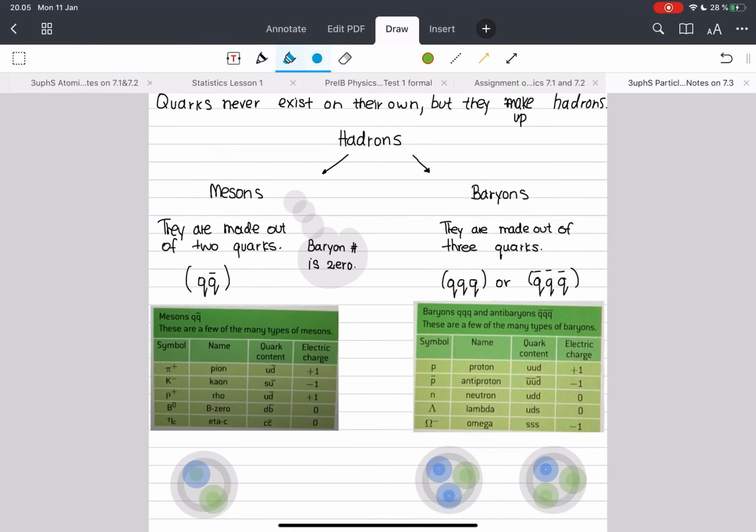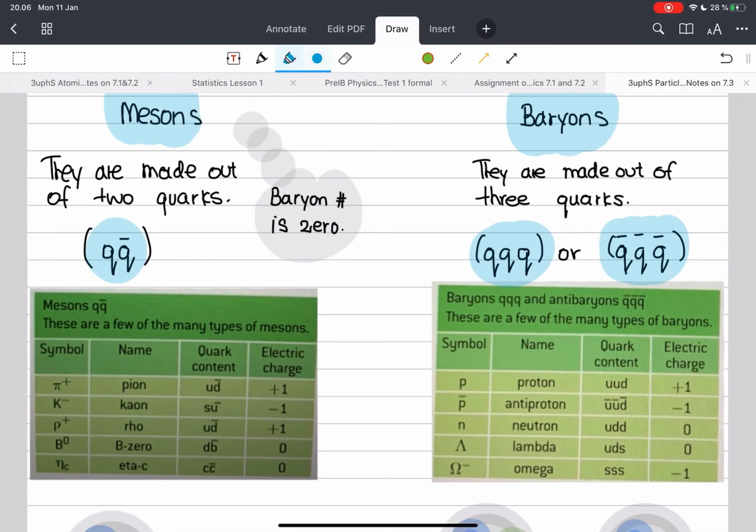Now the hadrons that are made out of quarks are another family of particles that is divided into two categories, the mesons and the baryons. The mesons are particles that are made out of two quarks, a quark and an antiquark, and baryons are made out of three quarks, either 3 Qs or 3 anti-Qs. So let's look into the mesons.